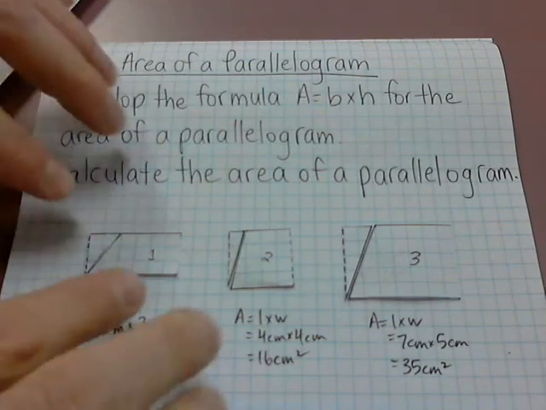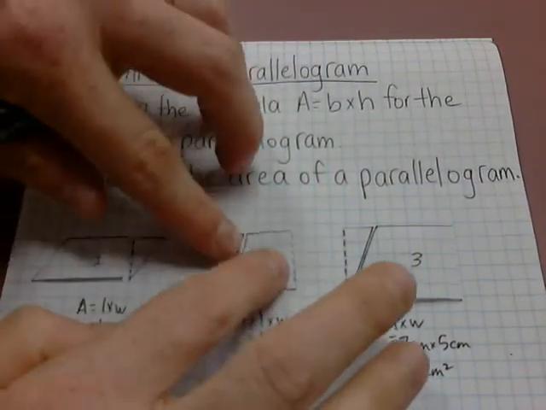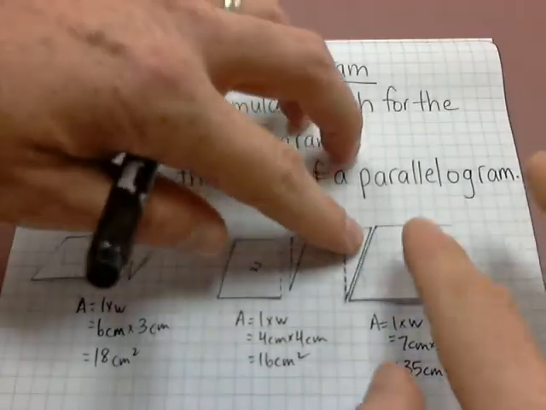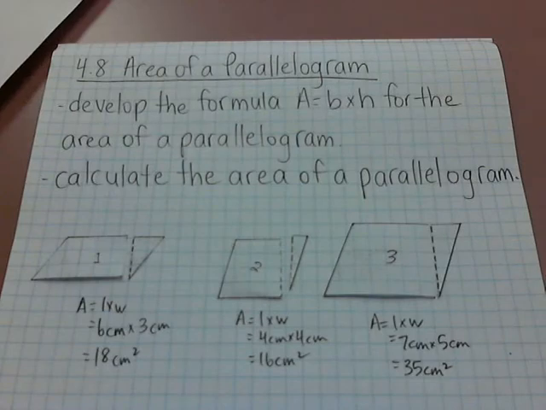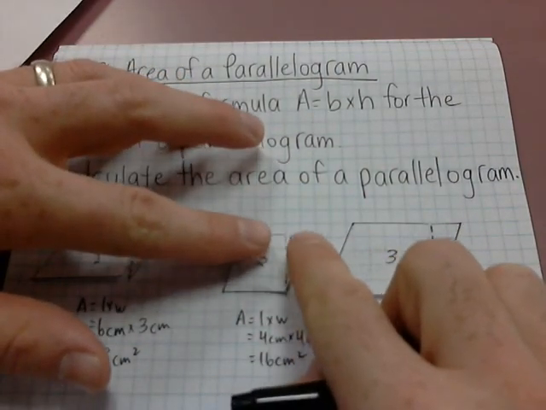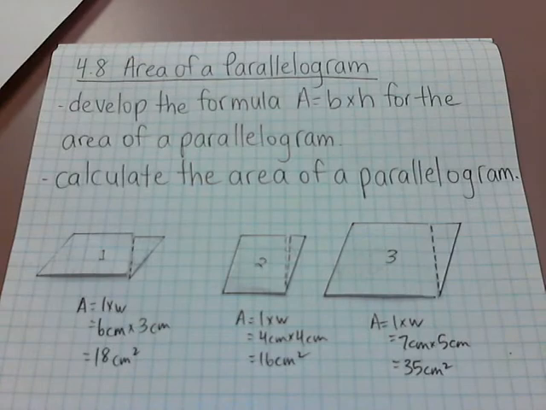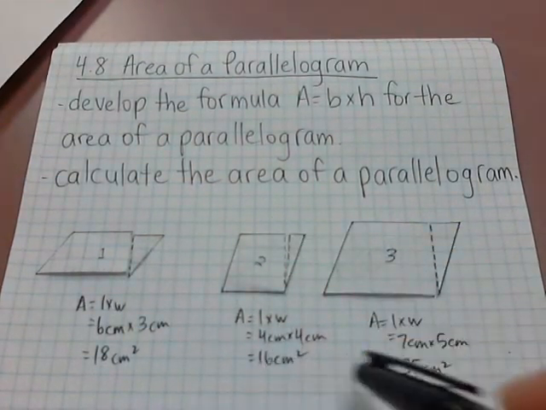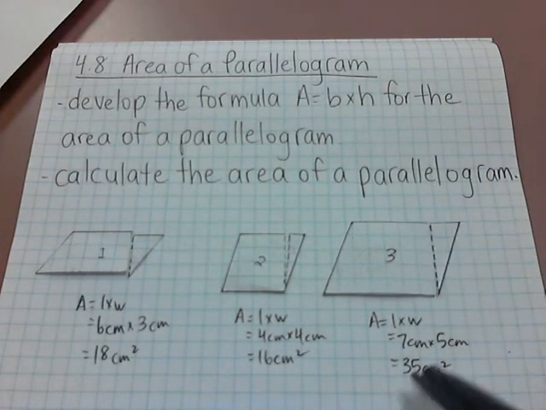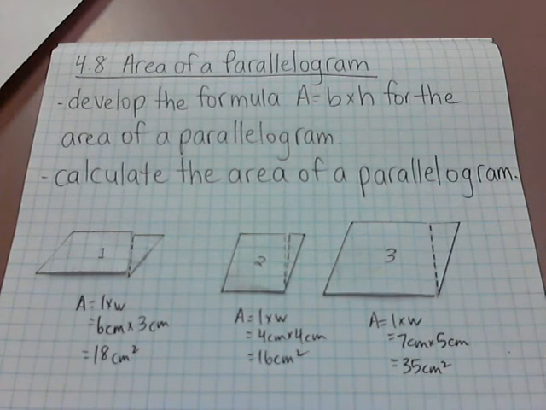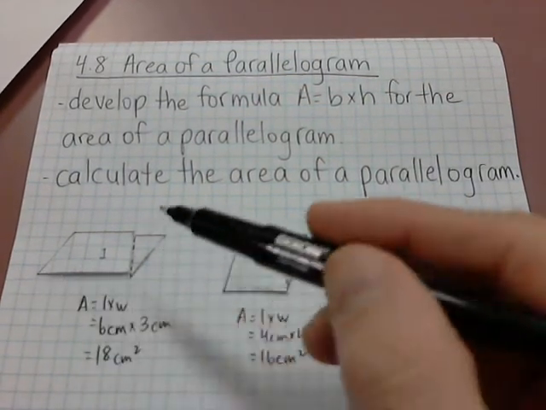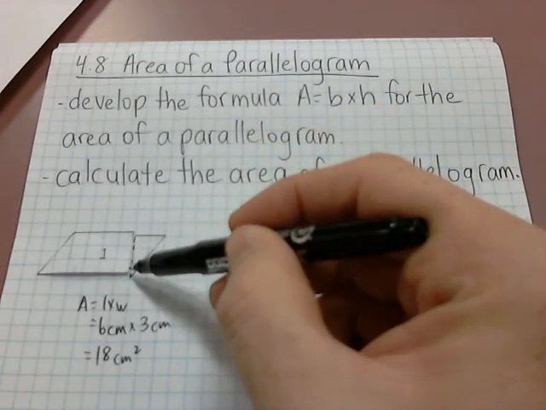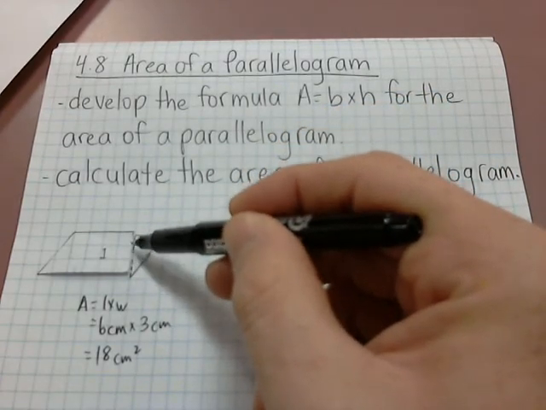Now, if I rearrange these back into parallelograms, and I think, well, what measurements did I use to calculate each of these areas? Because the area doesn't change just because I rearranged them. The area of number 1 is still 18 centimeters squared. The area of number 2 is still 16 centimeters squared. And the area of number 3 is still 35 centimeters squared. What we've done is we've looked along the bottom line, this baseline, and then we've also looked along the distance between these 2 lines.